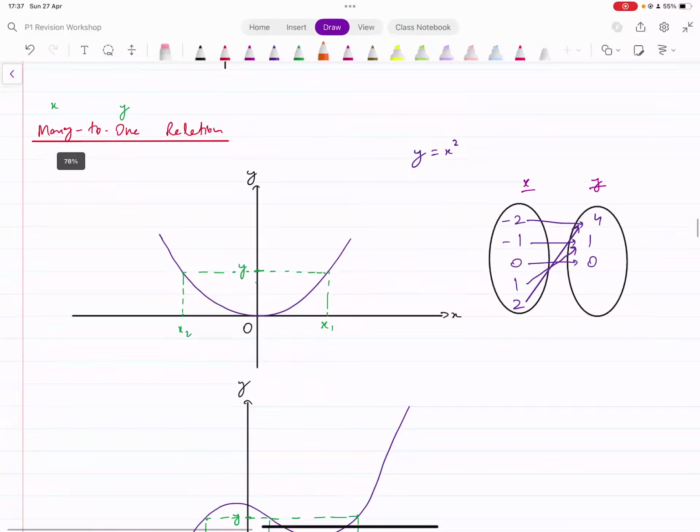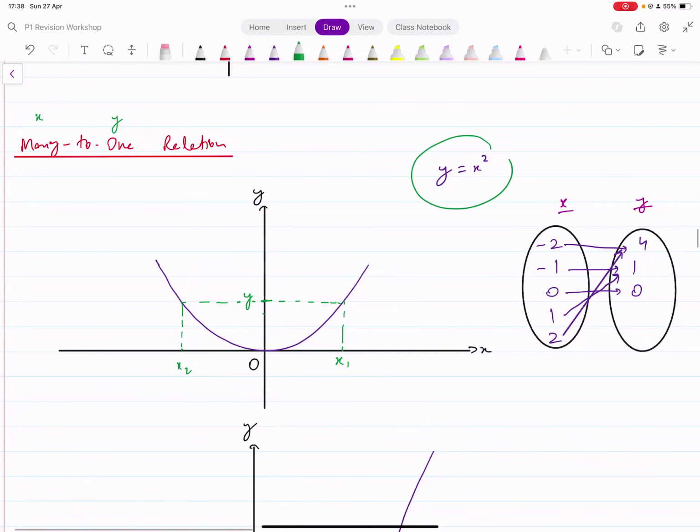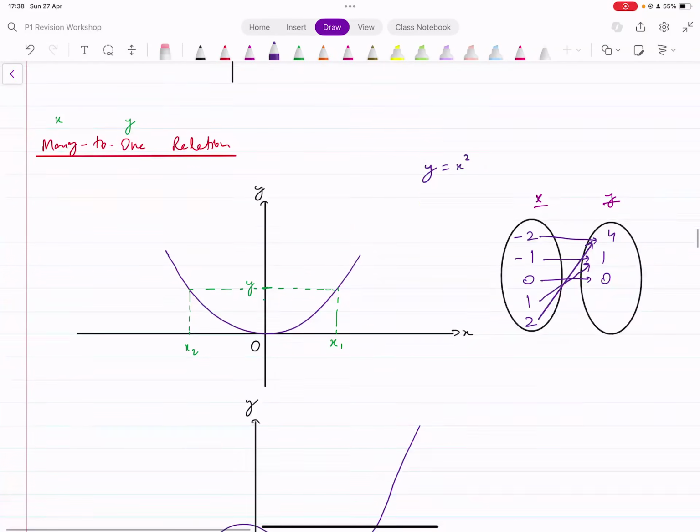The other type of function is many to one. In these functions, you can have multiple x that can give you the same value for y. For example, in this case, you've got these two values of x that are giving you the same value of y. One very common example of this is quadratic functions. In quadratic functions, for example, if you have y equals x squared, -2 gives you 4, +2 also gives you 4, -1 gives you 1, +1 also gives you 1. These are called many to one relations.